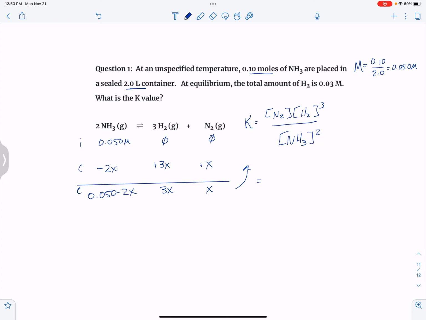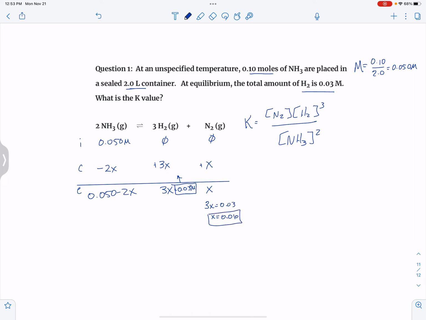So we could plug it in, but we don't want to plug it in with all x's because we're solving for K. So we want to go ahead and plug in the information. We know that the equilibrium amount is this one. So we know that 3x is equal to 0.03 molarity, and it is giving the total amount of H2. It's not giving us the x amount, it's giving us the total amount. So that goes in that column. So if 3x is equal to 0.03, we know that x is equal to 0.01.